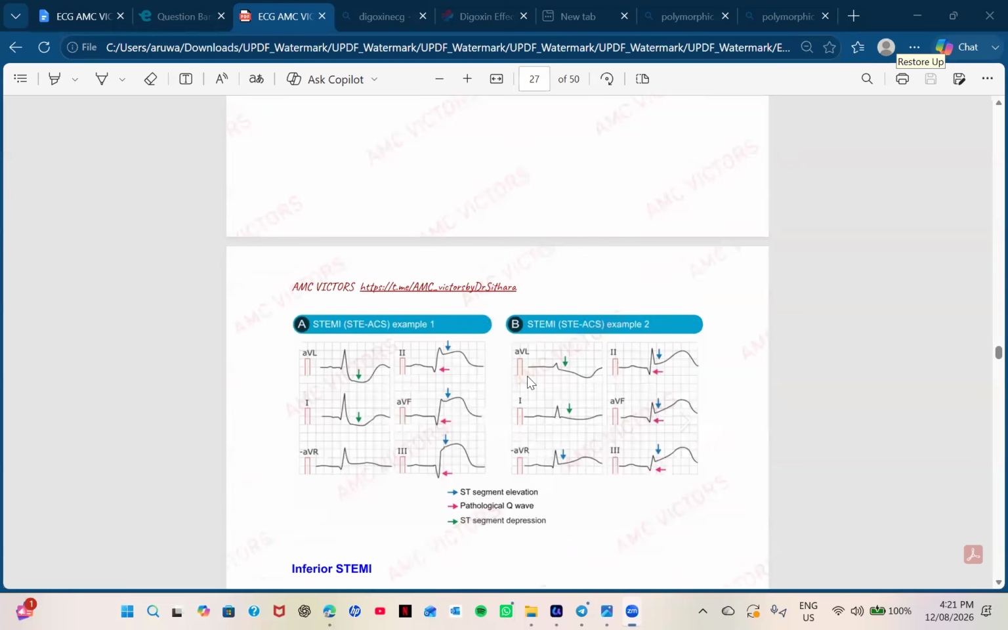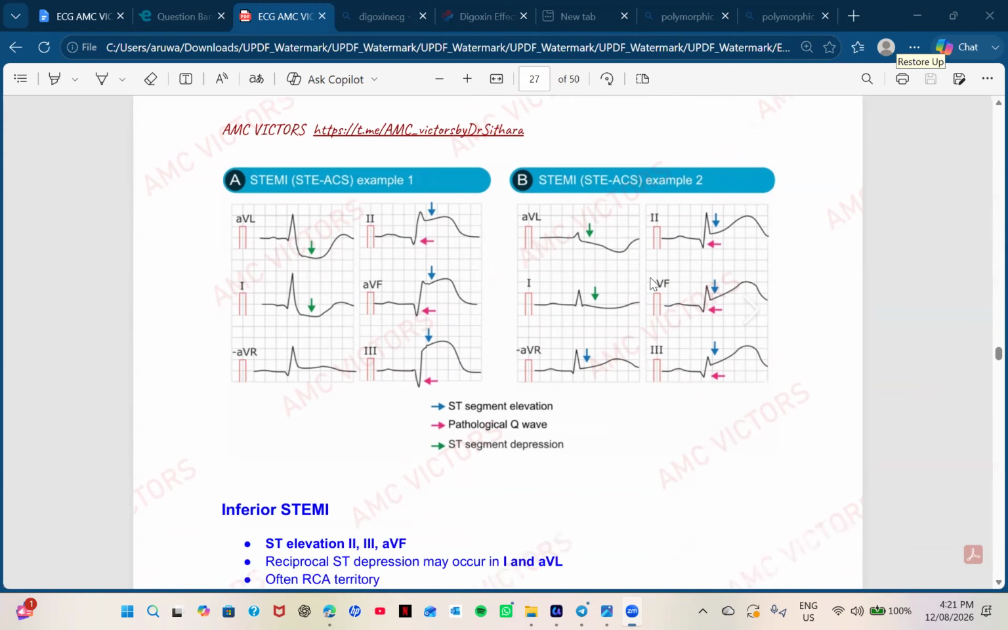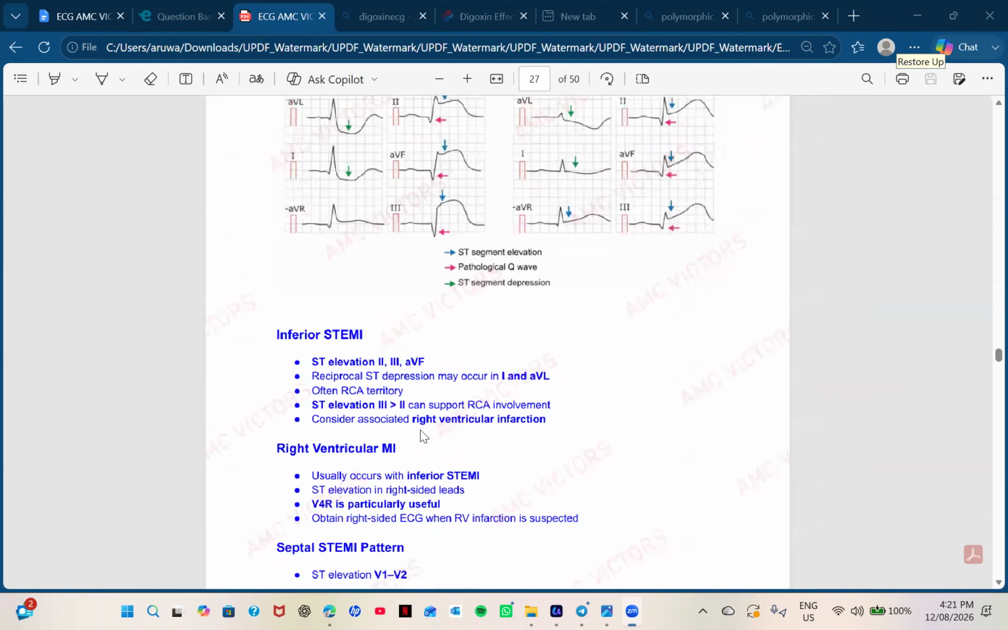Okay, so here these are some examples. In example one, doctors, you can see ST segment elevations, right? And the pathological Q, not very prominent. ST segment depression here you can see. ST segment depression here, the elevations, and the pink colored pathological Q.